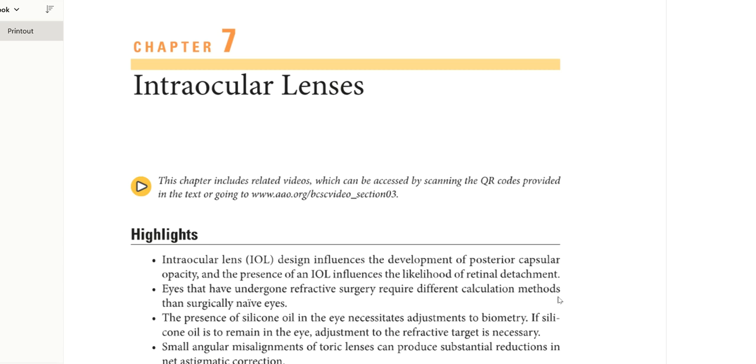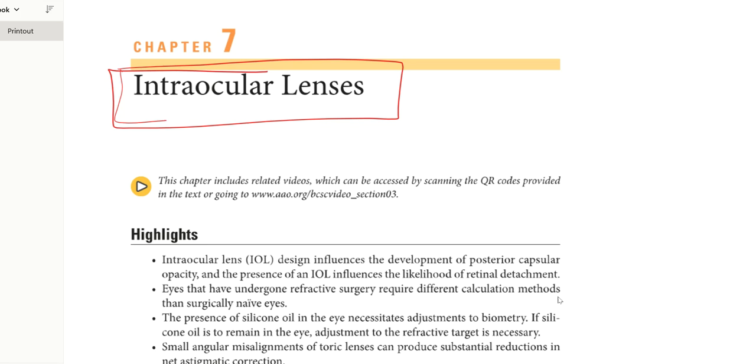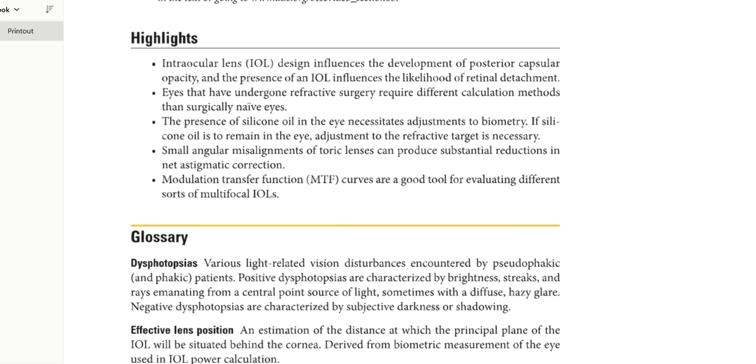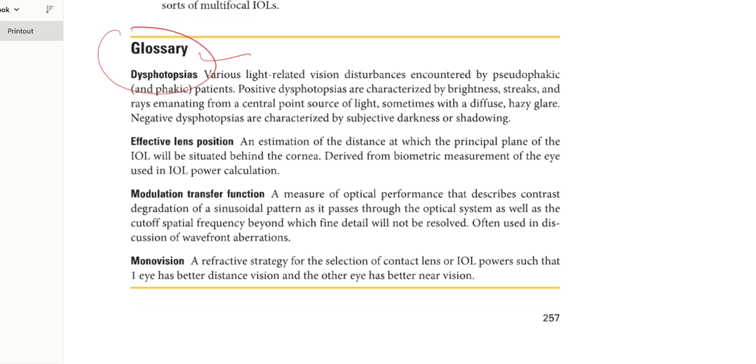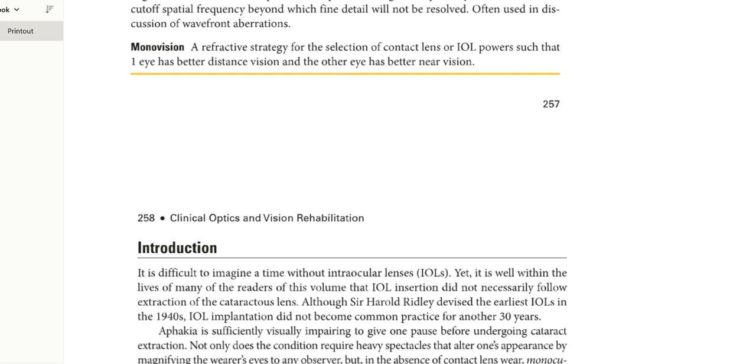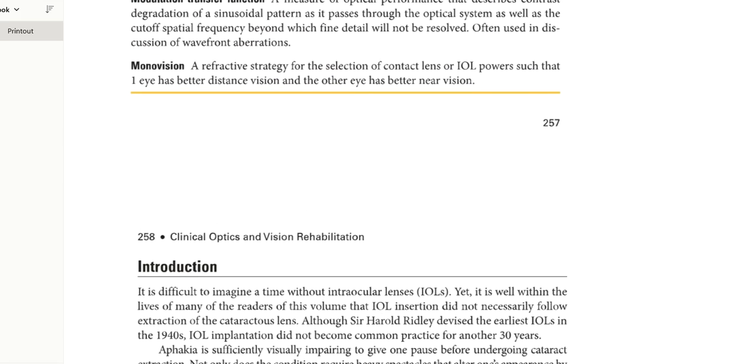Today we are going to start our new unit, intraocular lenses. As I have already told, you have to remember all the glossary definitions. Monovision has already come as a previous MCQ.